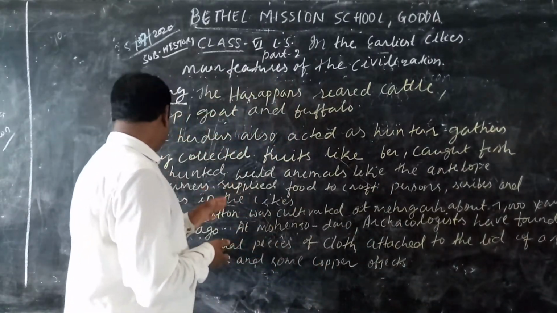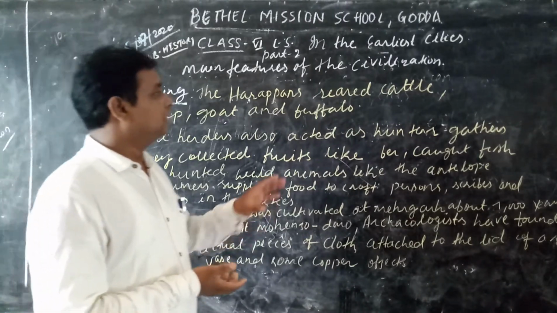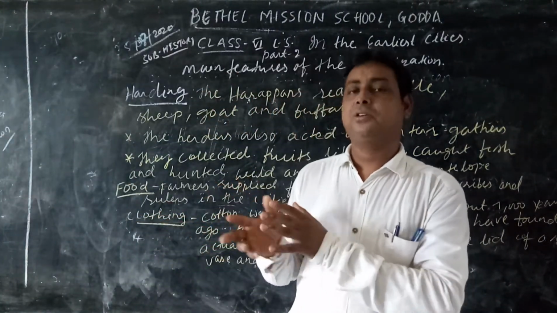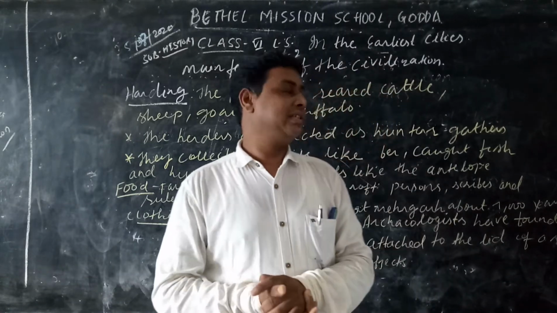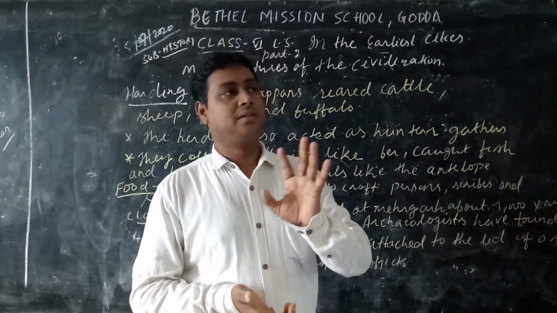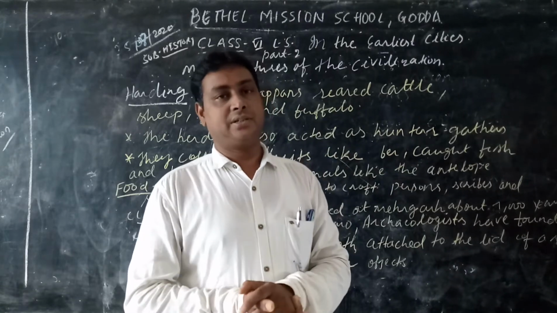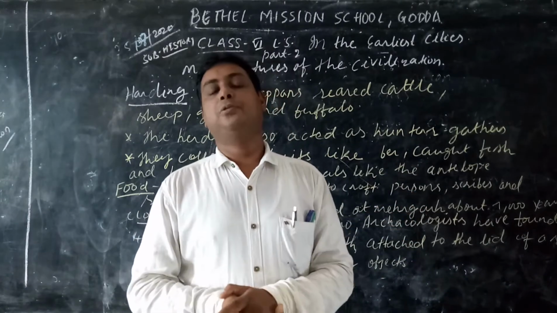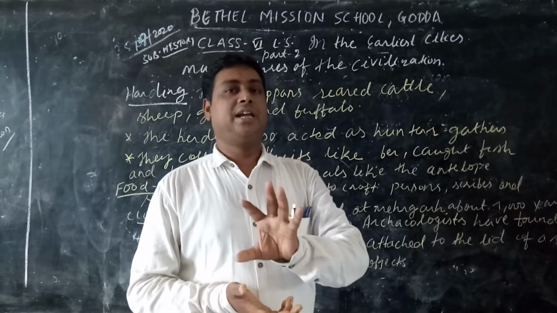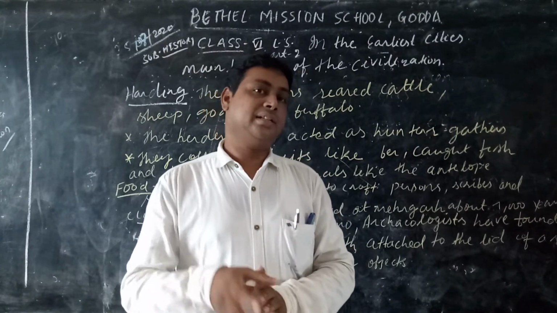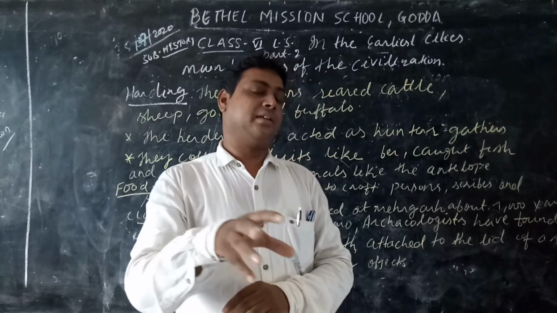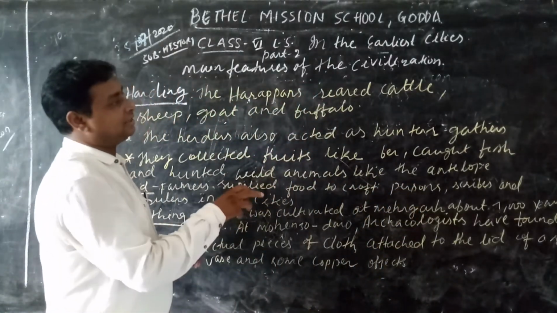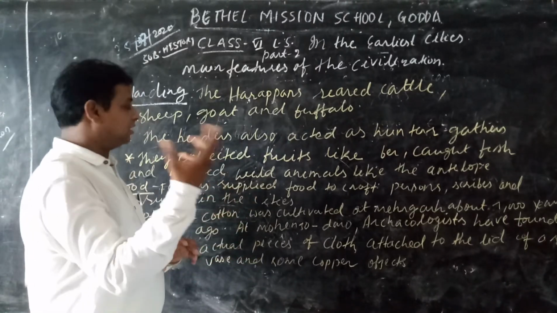Now we will talk about food. People of this region grew many crops like wheat, barley, linseed, pulses, and peas. They supplied food to the city, to the scribes and the craftspeople. They lived in the village and supplied the food to the urban cities.